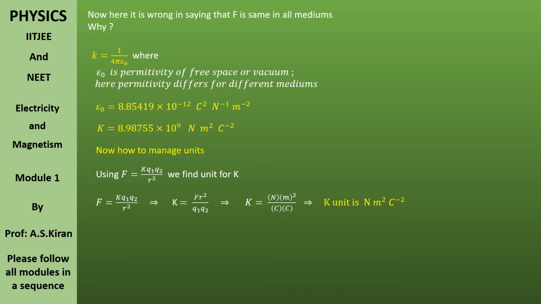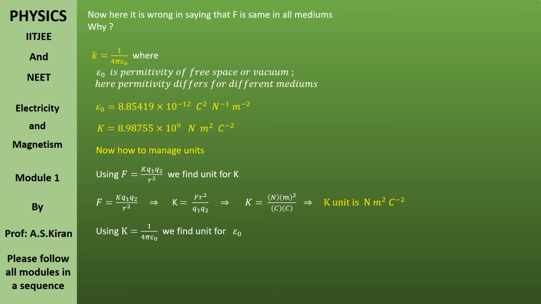Please rewrite K using the units. The force unit is Newton. The distance unit is meter, so in place of R square, you can take meter square. The charge unit is Coulomb, so in place of the denominator, you can take C and C. So, the K unit is Newton meter square per Coulomb square.